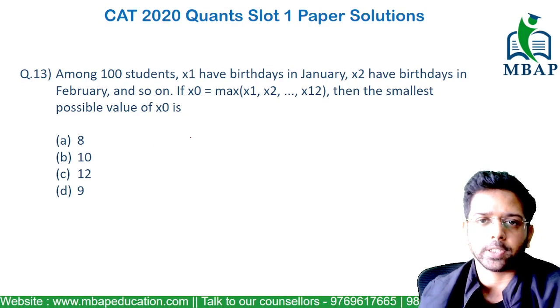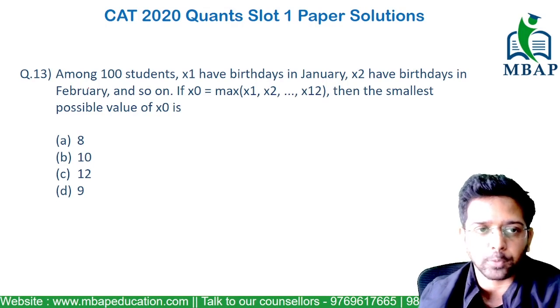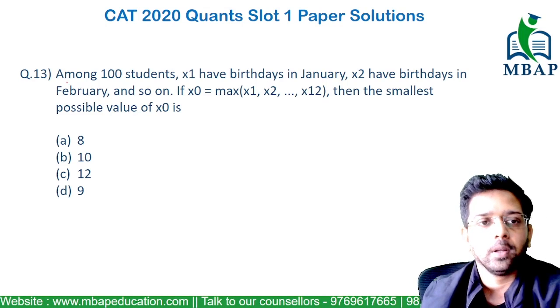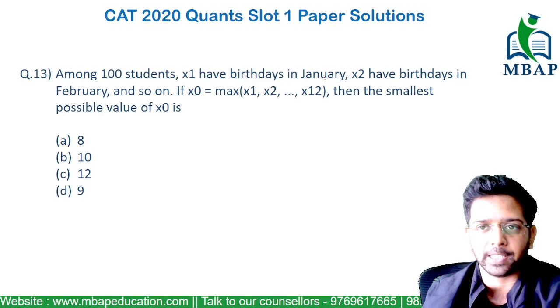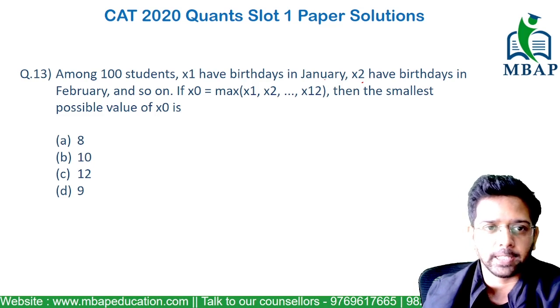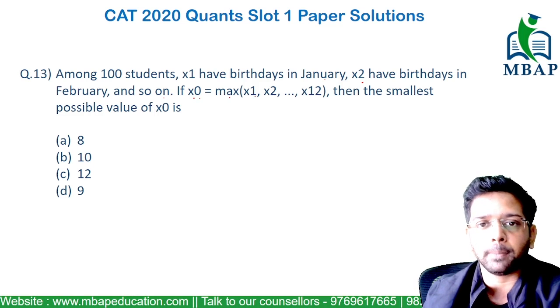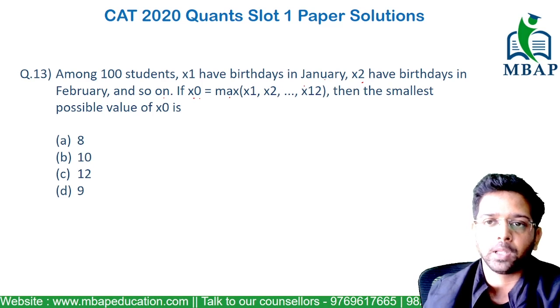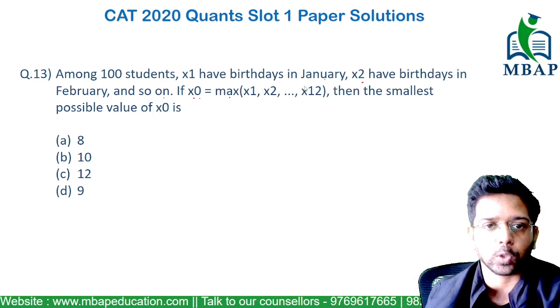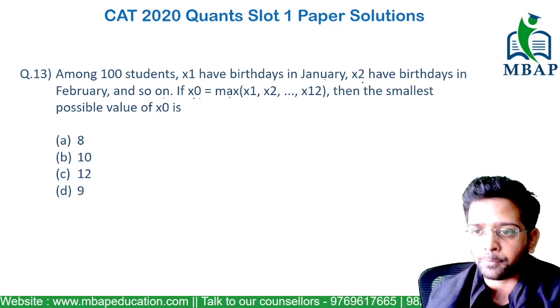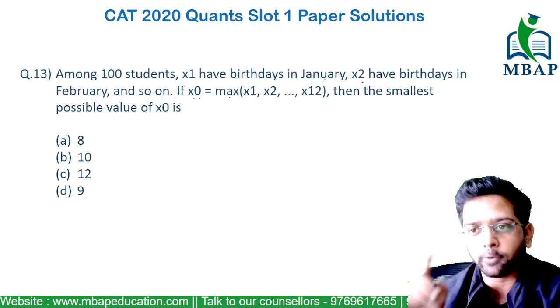Let's have a look at this question. A wonderful question and very easy. I'm sure you'll be able to get it well also. The question says, among 100 students, X1 have birthdays in January, X2 have birthdays in February, and so on. And if X0 is the maximum of the values X1, X2, X3 till X12, then the question is to find the minimum possible value of X0. The question is not to find the maximum value. The question says you have to minimize.